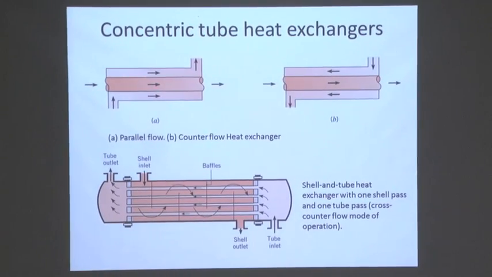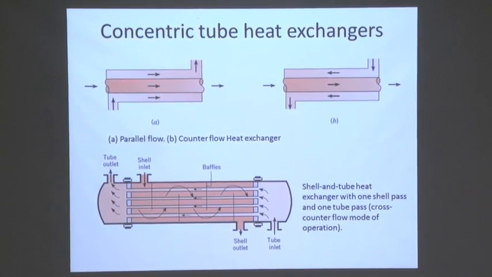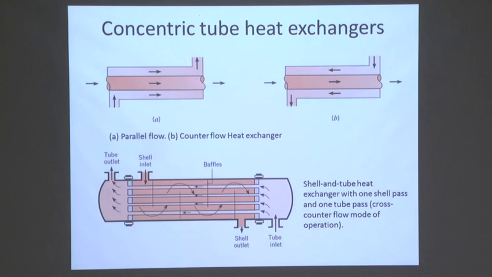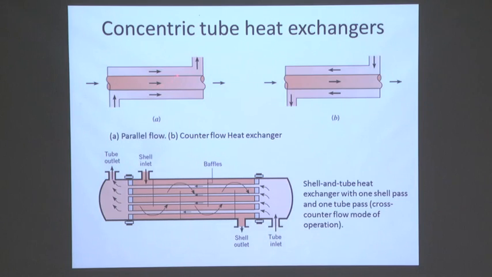one is the inner one and another is the outer one. So one fluid flows through the inner tube, another fluid flows through the outer tube. Usually the hot fluid is allowed to flow through the inner and the cold one through the outer, but not necessarily. In a steam power plant it is the other way, and ultimately the entire thing is insulated.